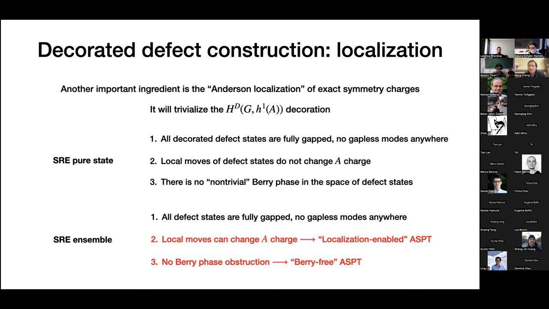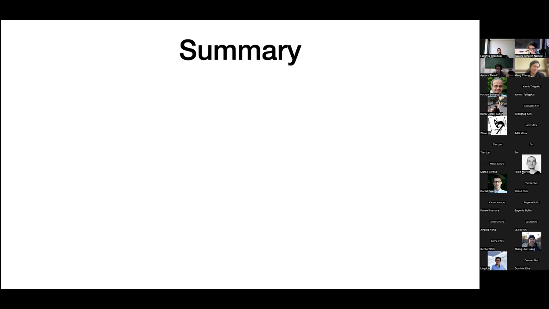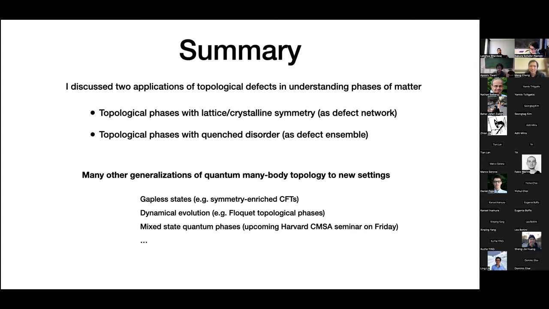So in the end of the day, we have just a different classification compared to the clean case, which shares some common ingredients. Both of them are described in terms of defect decorations, but the consistency conditions are different. So we just get a very different classification. And some of the decorations have no analog in a clean system. They have no clean limit. All right, and all of this can be more precisely formulated using a spectral sequence. All right, I think this is all I want to say. And sorry for taking the extra time. So I'll just put up the summary slide.